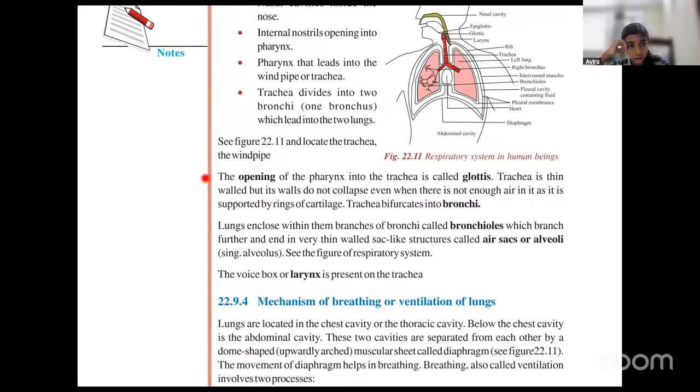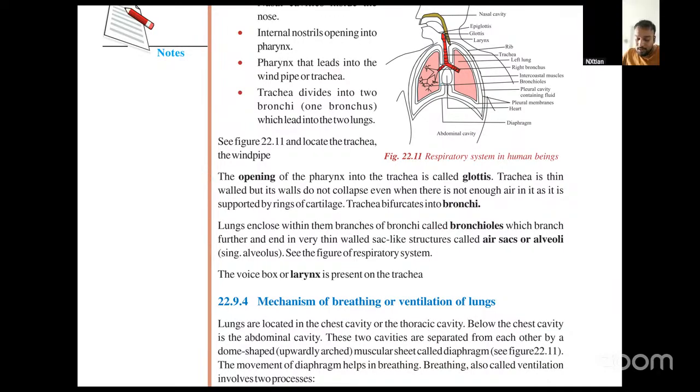Now read this. The opening of the pharynx into the trachea is called the glottis. The trachea is thin-walled, but its walls do not collapse even when there is not enough air in it, as it is supported by rings of cartilage. Underline this because they can ask you in fill in the blanks why the trachea wall does not collapse even when there is not enough air: it is supported by the rings of cartilage.